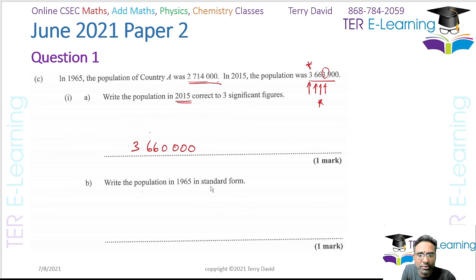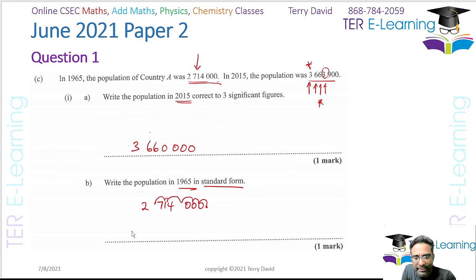In part B now, they want your population in 1965. Now, hopefully you all didn't mix this up in the exam. This here is your 1965 population, and you want to write that in standard form. So if you have 2,714,000 and you want to write this in standard form, your decimal point is here. So we're going to move 1, 2, 3, 4, 5, 6. And you're going to stop there.